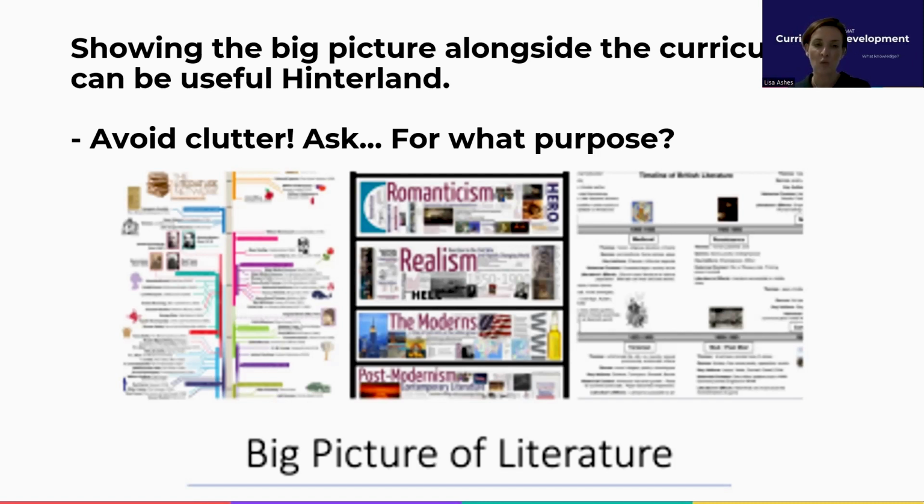So consider what hinterland knowledge would be really useful for your students and why, but always avoid clutter. Remember, information overload does not lead to good learning outcomes. So if we're adding hinterland knowledge, we need to know why we're adding that hinterland knowledge. What's the purpose of it for the student? How will it help them to be a better learner by having that particular knowledge?